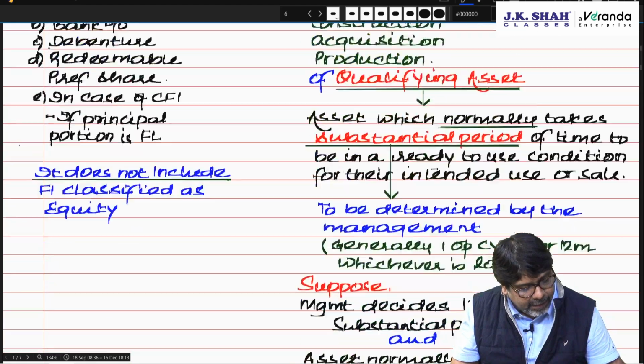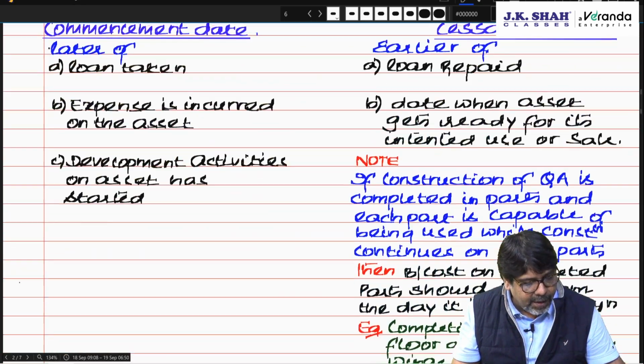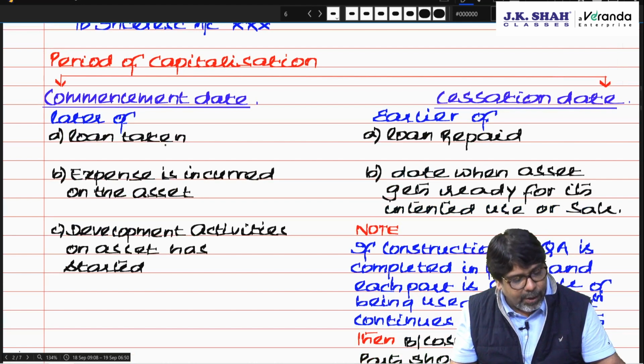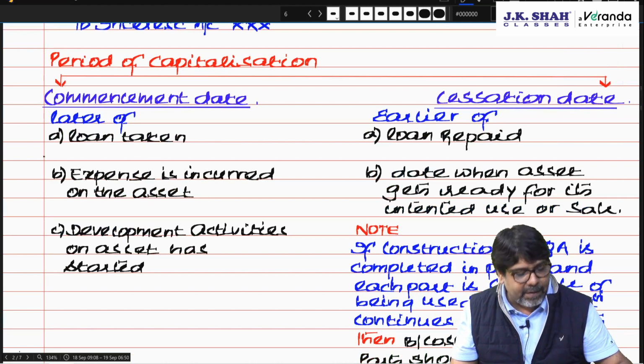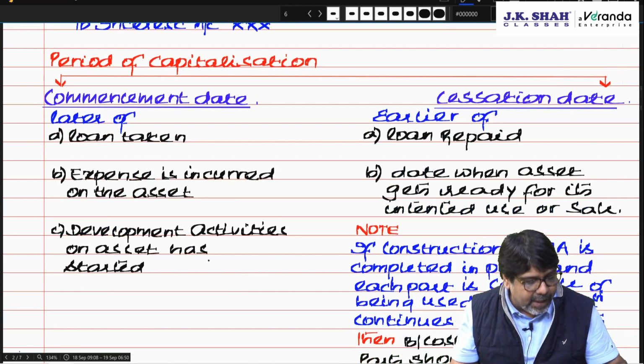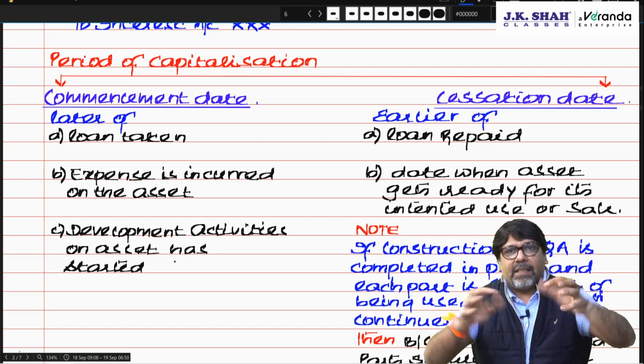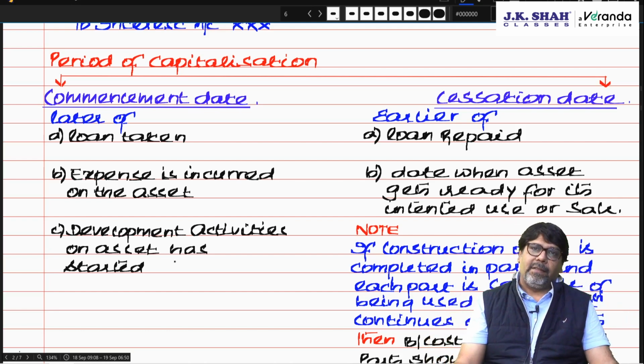So over here it is given, if you see, the commencement date is the later of loan taken, expenses incurred on the asset, or active development on the asset started. Active development means physical construction has started, not the paperwork.